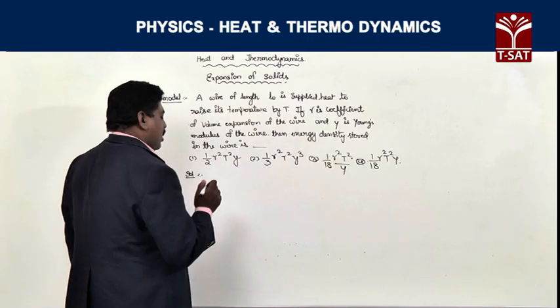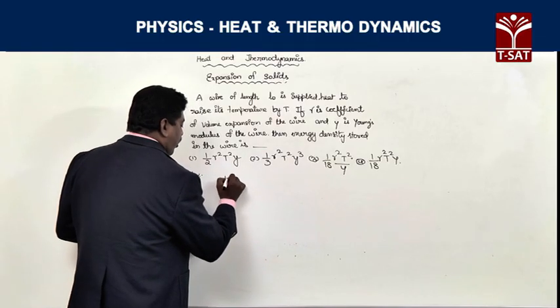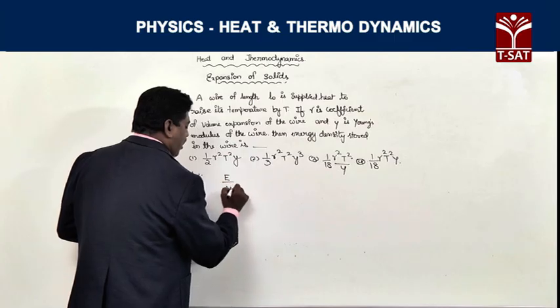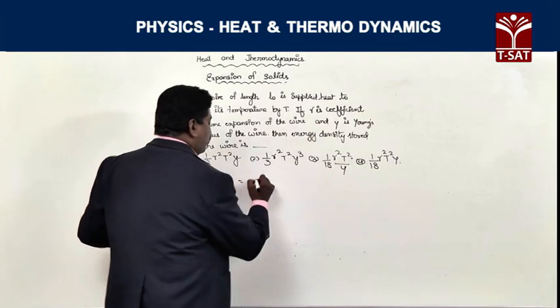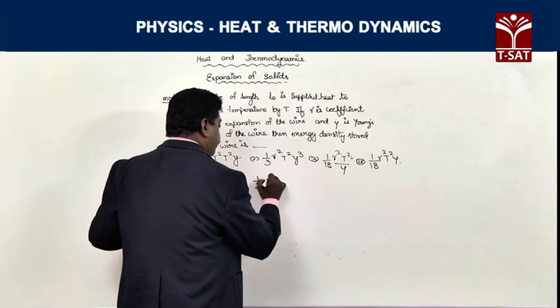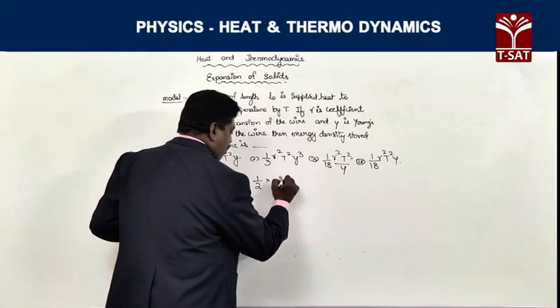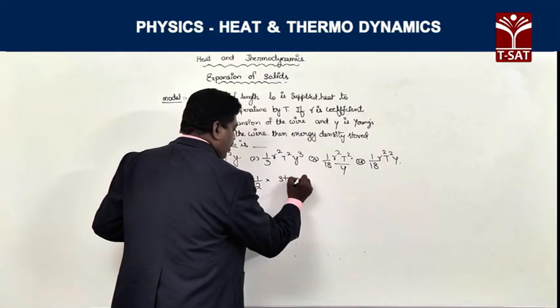The energy per unit volume for an elastic wire is given as E by V equals half into stress into strain.